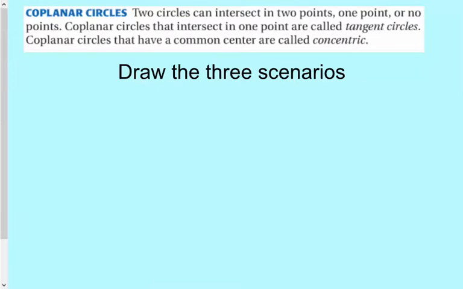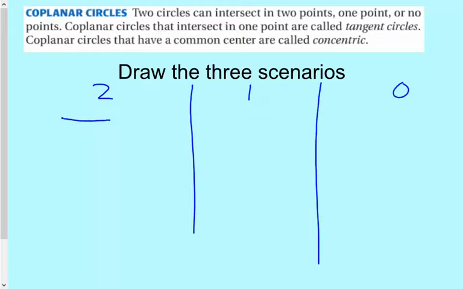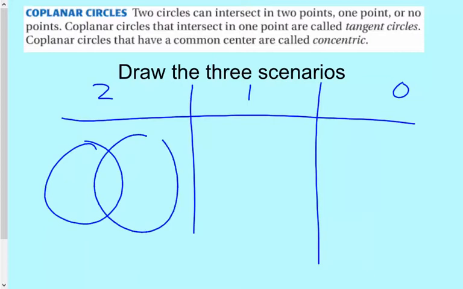All right, coplanar circles. 2 circles can intersect in 2 points, 1 point, or they may not intersect at all. Coplanar circles that intersect in 1 point are called tangent circles. Coplanar circles that have a common center are called concentric. So we have 2, we have 1, and we have 0. If they intersect in 2 points, it can only look like that there. There's our 2 points there. There's no other way that those circles can intersect.